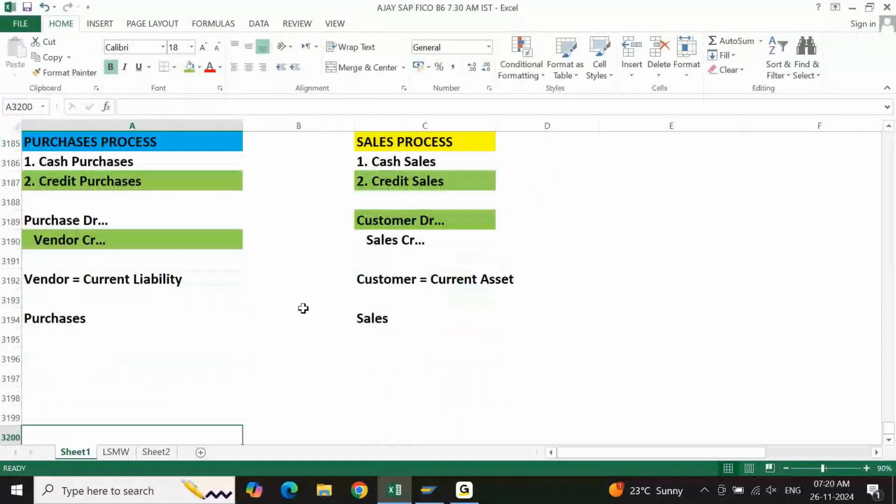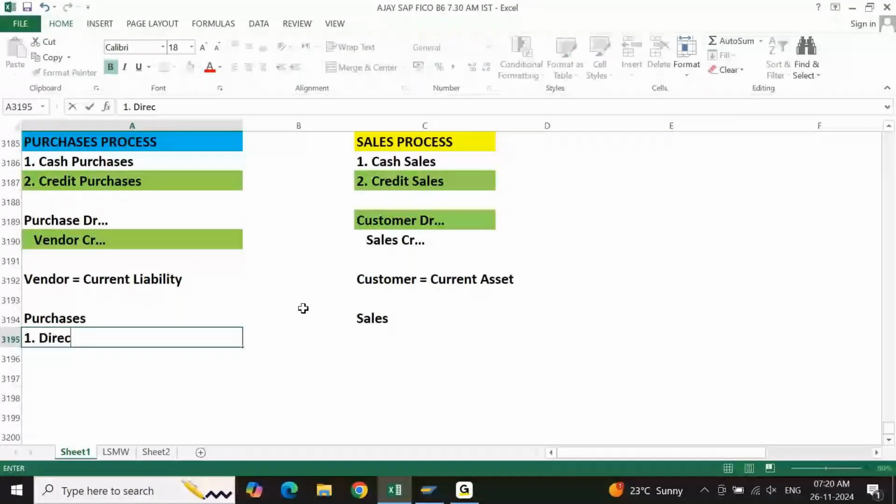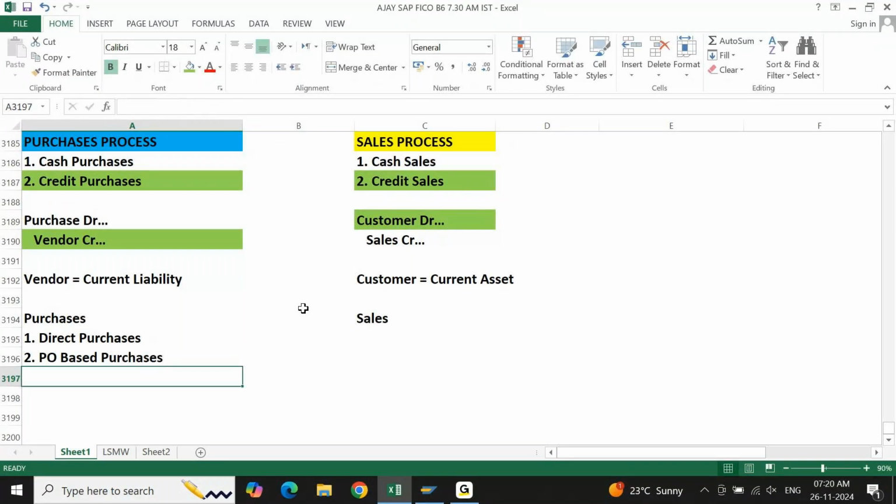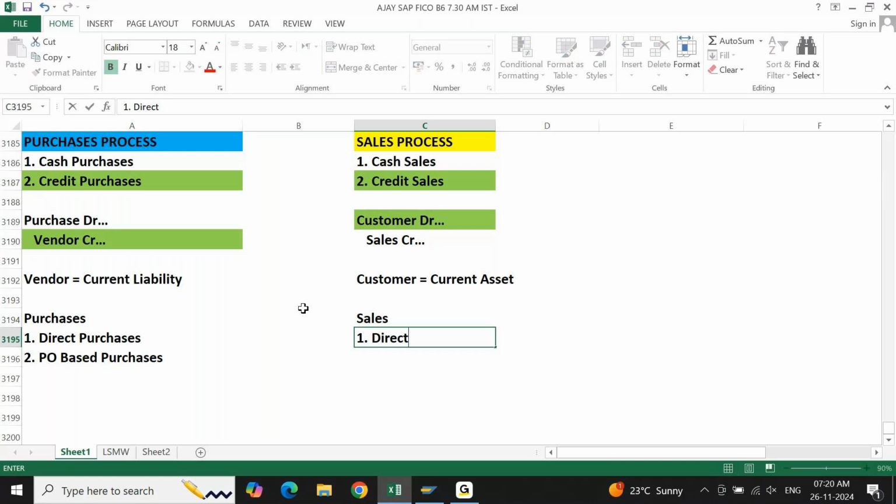One is your direct purchases, two is PO based purchases. Okay, one is direct and another one is purchase order based. Similarly, you have direct sales, SO based sales.